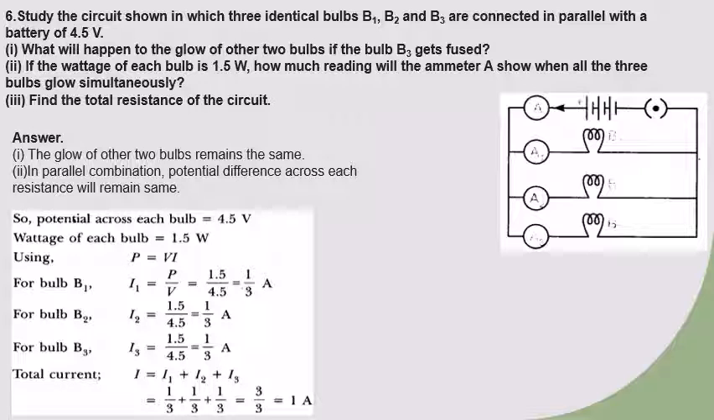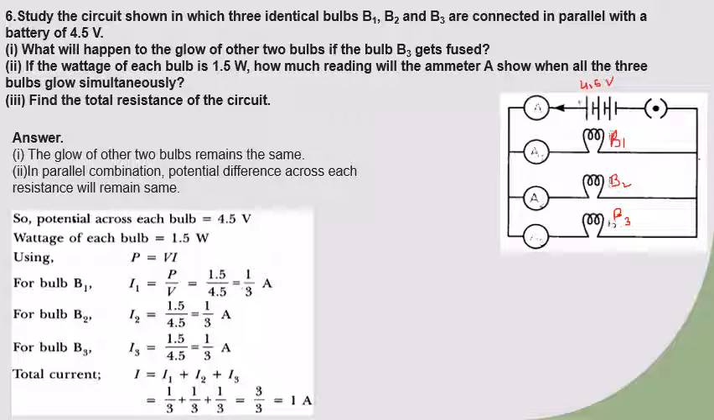Let's take the next question. So let's do the sum. Over here, the circuit is shown which has three identical bulbs B1, B2 and B3. As you can see in this picture, B1, B2 and B3 bulbs are here. And you can see the ammeters are arranged along with the bulbs. They are connected in parallel, as we can see over here, and the battery is of 4.5 volts. So it is also connected.